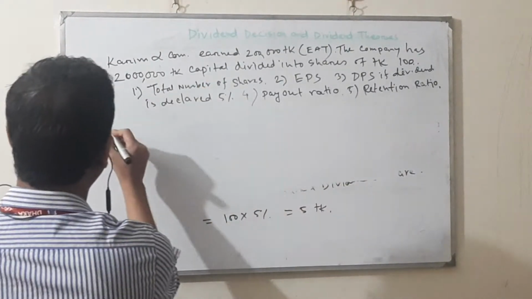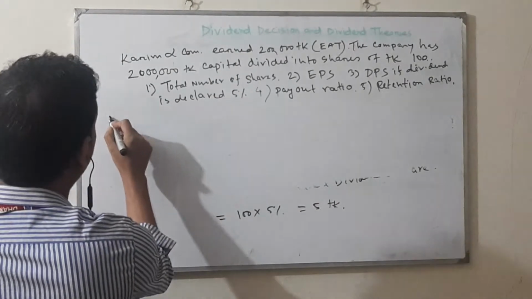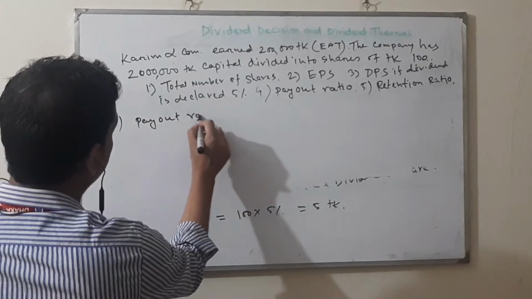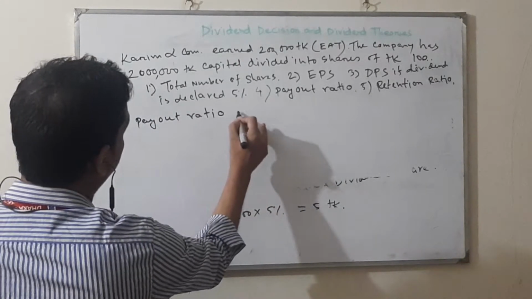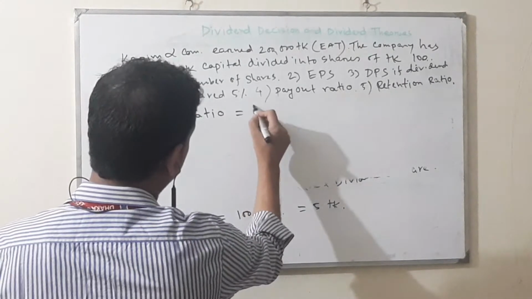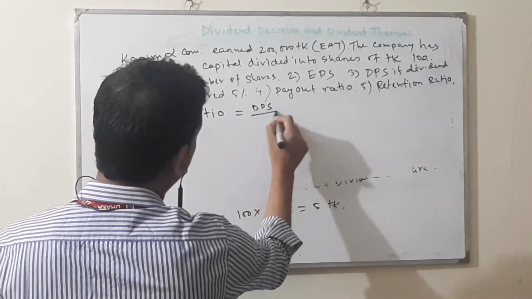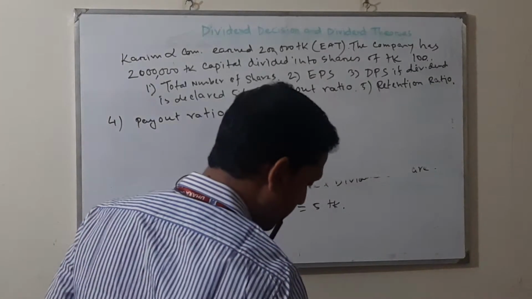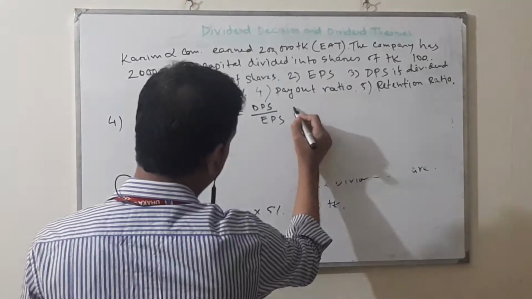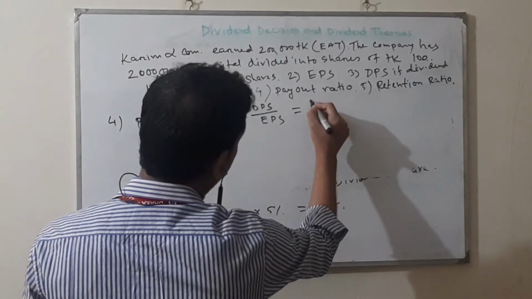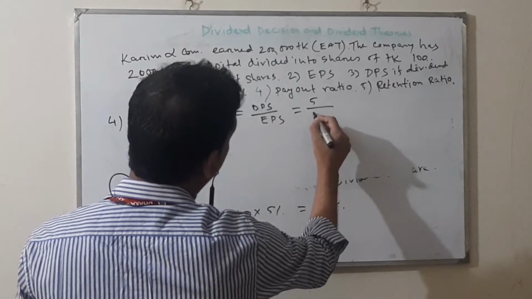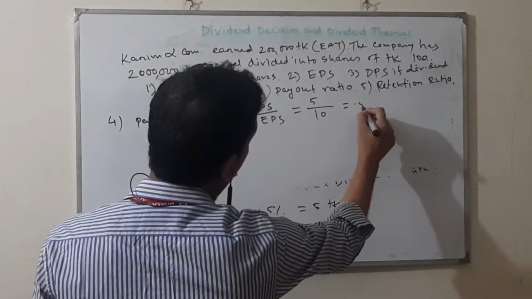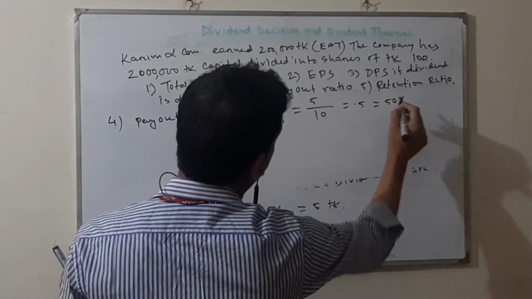Dear students, number 4, payout ratio. Payout ratio is DPS divided by EPS. Here DPS is already brought out as 5 taka, and EPS is 10 taka. So it is 0.5, I mean 50%.